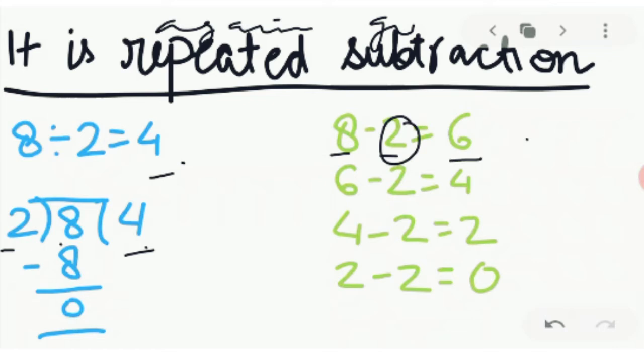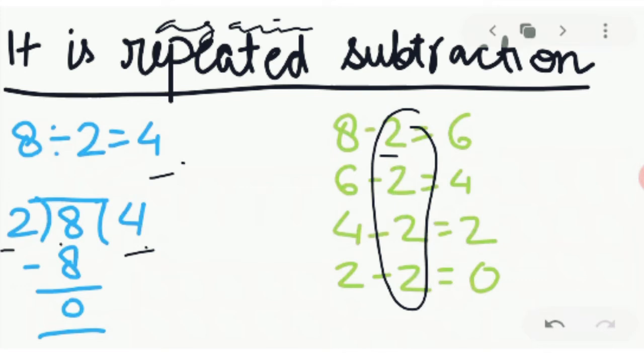Then again we will copy this 6 here और फिर इसमें से 2 हम give away करेंगे. तो कितना बचेगा 4. फिर हम 4 को यहाँ पे कॉपी कर लेंगे. फिर इस 4 से हम give away 2. तो कितना बचेगा 2. और 2 से फिर से हम give away 2. तो कितना बचेगा 0. Hence we can say that we have taken away 2, 4 times. हमने 4 times 2 को हटाया तब जाके रिमाइंडर 0 आया है. So that means we have taken away 4 times 2 from 8 to get a remainder of 0.